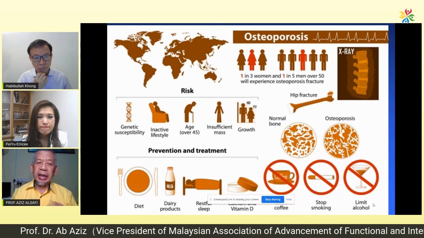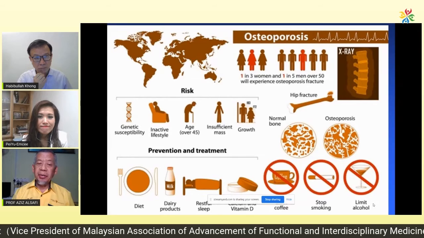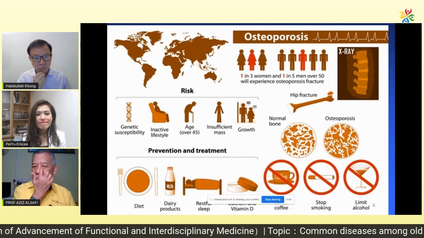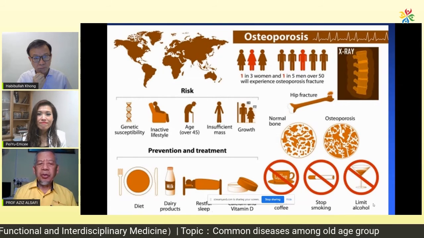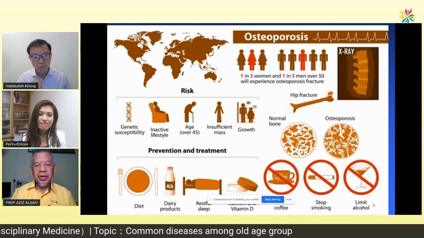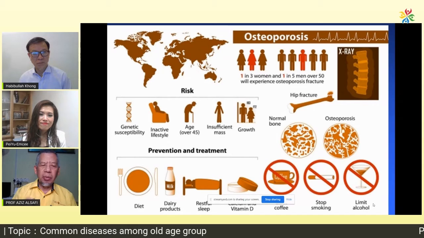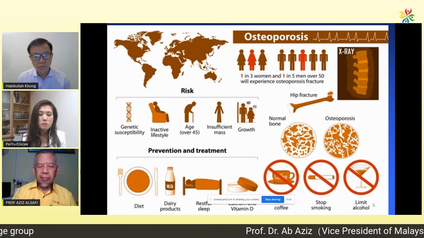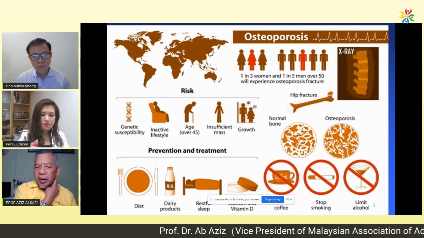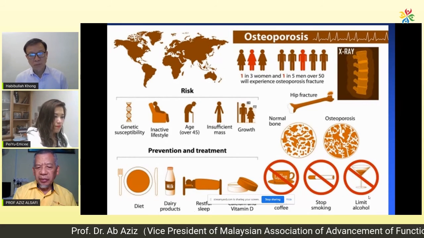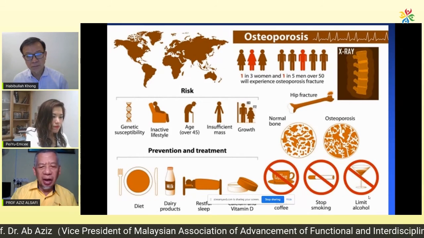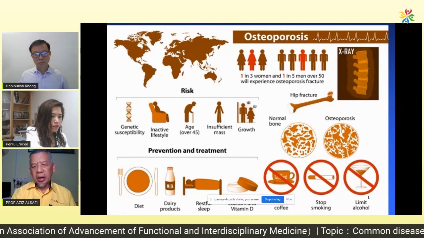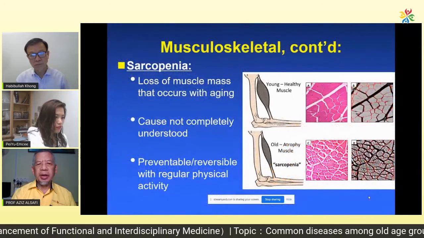Another cause is an inactive lifestyle, old age, over 45, insufficient mass, and stunted growth. And how to prevent it is to start from an early stage: proper diet, more antioxidants, milk, dairy products, enough rest, vitamin D, exposure to sunlight, very important, stop smoking, limit alcohol, and caffeine in your drink.